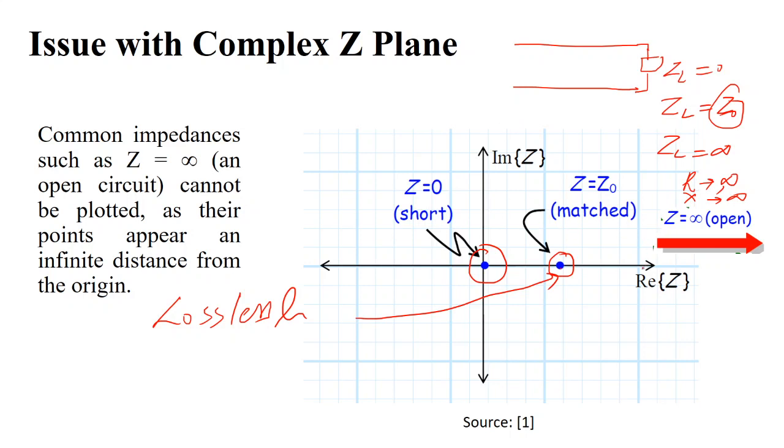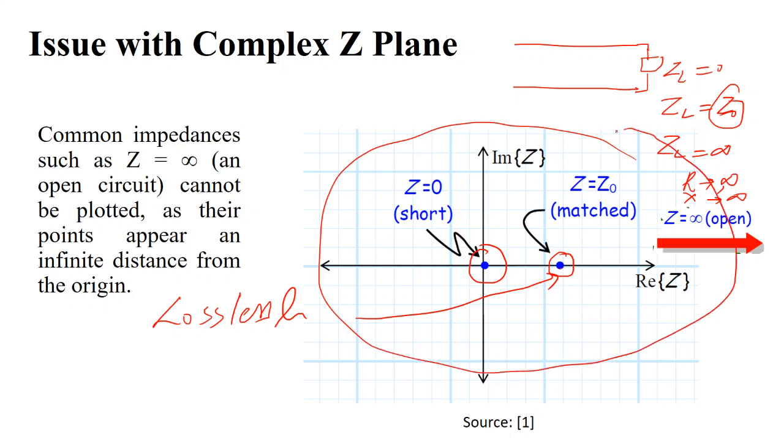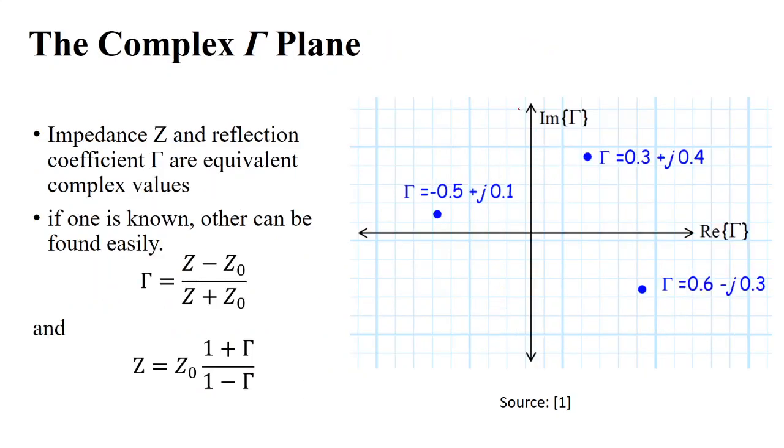This is a limitation. You can only view these two points here, but you can't represent Z equals infinity on this complex plane within the region of viewing of this plane. So you have to show an arrow that you are going to infinity. This is the limitation of the complex Z plane. The solution is to view the impedance in terms of the reflection coefficient.